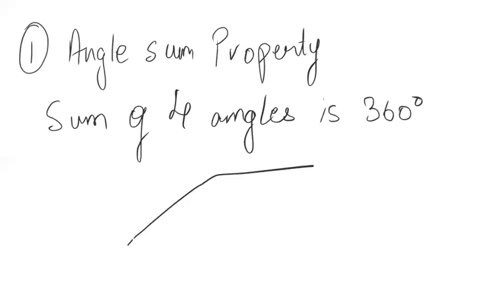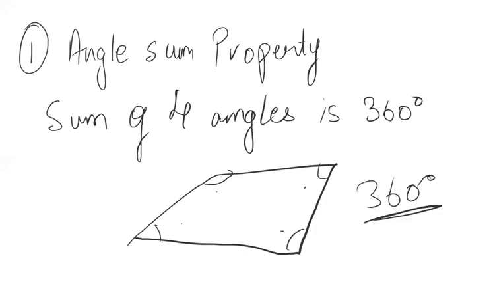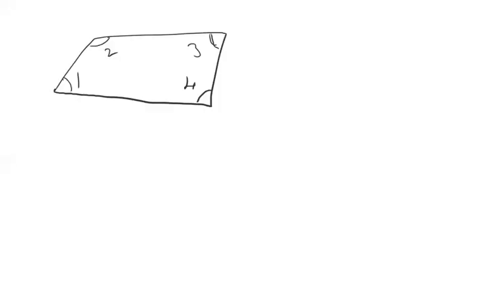So if I have, let's say, one quadrilateral, it can be any shape, right? If I have angles 1, 2, 3, and 4, the sum of these will be 360. You can take this for a fact as a theorem. Now let's do a brief example.